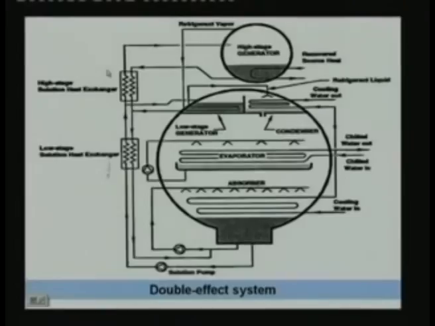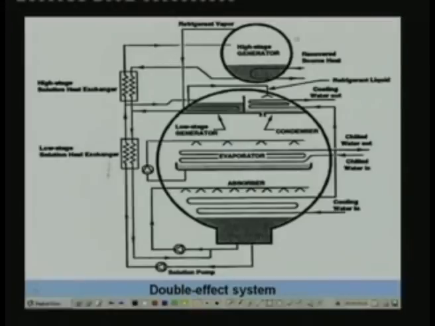Let me quickly show the schematic of this. So here you have two generators. This is a high pressure generator or high stage generator, and here you have a low stage generator, condenser, evaporator and absorber. What is done here is the vapor generated in the high stage generator is at high temperature. So instead of rejecting this heat unnecessarily in the condenser, this heat is used for generating some more vapor from the low stage generator. That means for the same heat input you are generating more refrigerant vapor. More refrigerant vapor means higher refrigeration capacity. That means for the same heat input you are producing higher refrigeration capacity, so the COP will be increased.